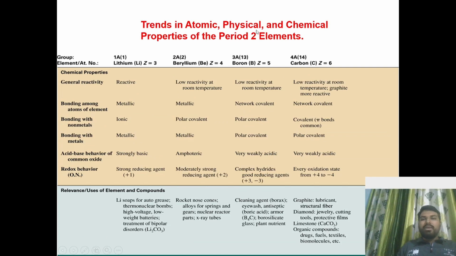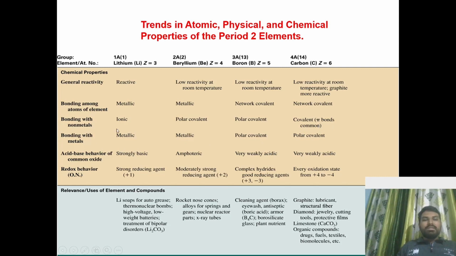These are the trends in atomic, physical and chemical properties of period 2 elements. Chemical properties: general reactivity, lithium is reactive. Beryllium is low reactive at room temperature, boron is low reactive at room temperature, carbon has low reactivity at room temperature, graphite is more reactive. Now bonding, which bonds are formed? These form metallic, metallic, network covalent and network covalent. Bonding with non-metals: ionic, polar covalent, polar covalent, and carbon forms covalent bonds with pi bonds common.